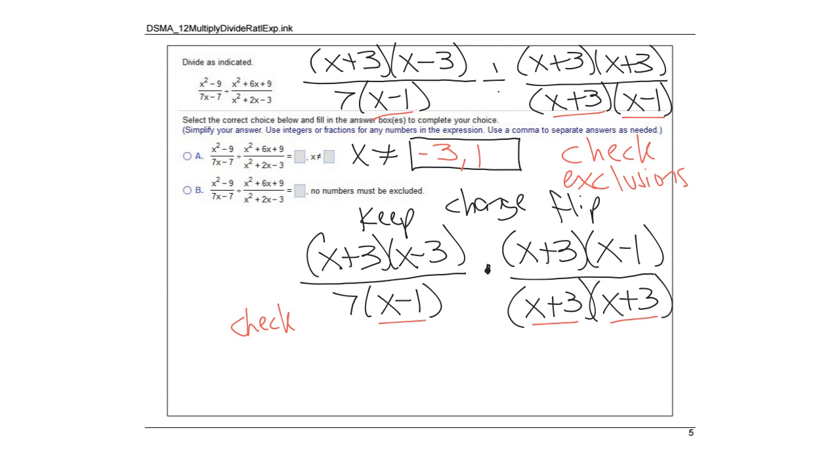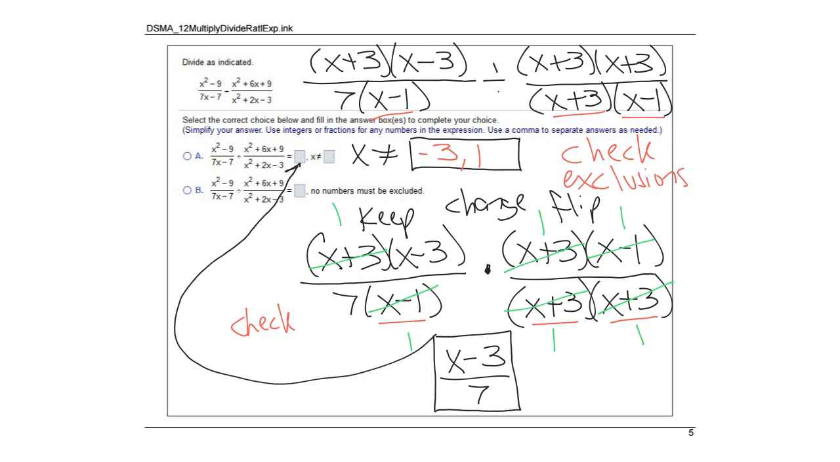All right, so let's see what we can get rid of here. We can get rid of the x plus 3 here. Looks like we have an x plus 3 here and here. And then finally, we have an x minus 1 here and here. So we're dividing all those out. And looks like after we do all of that, we end up with x minus 3 on top and a 7 on the bottom. And so that is our simplified expression after we finish dividing. And then here we have our exclusions.